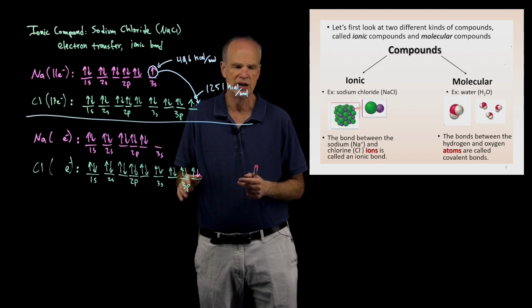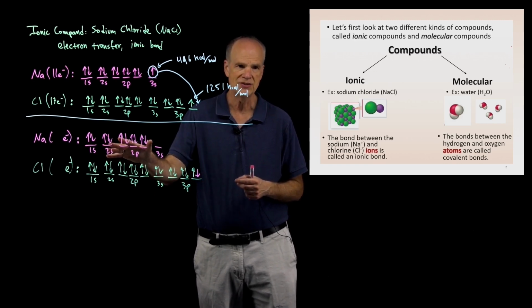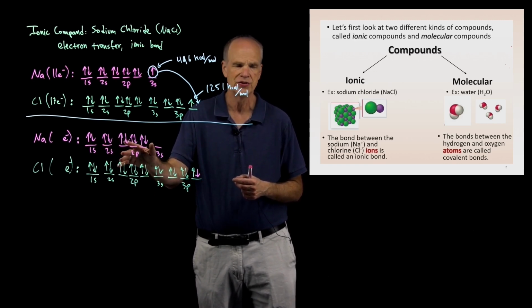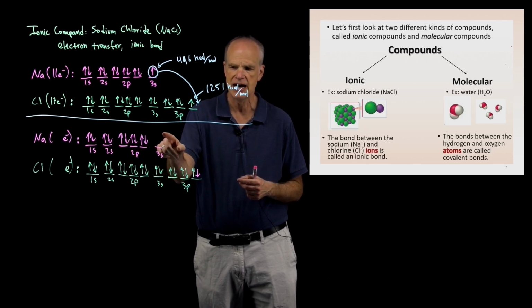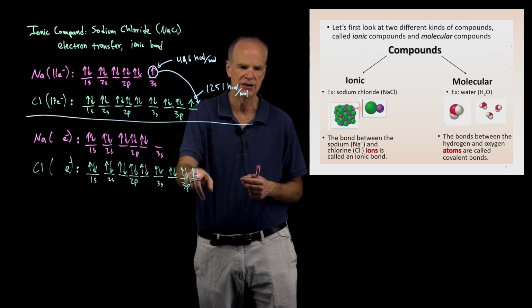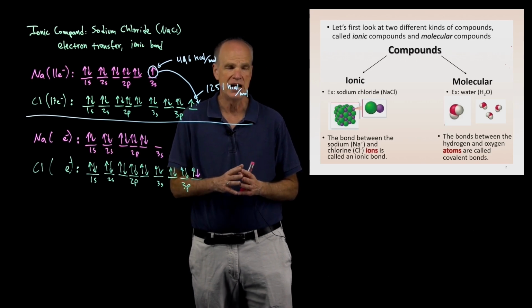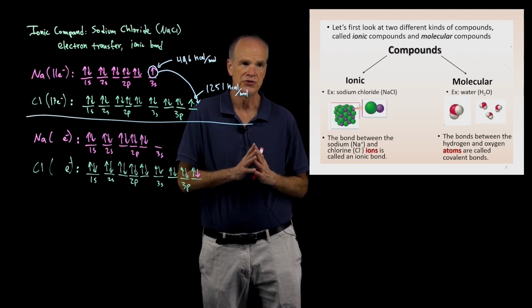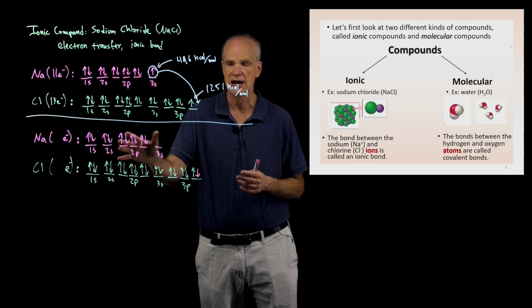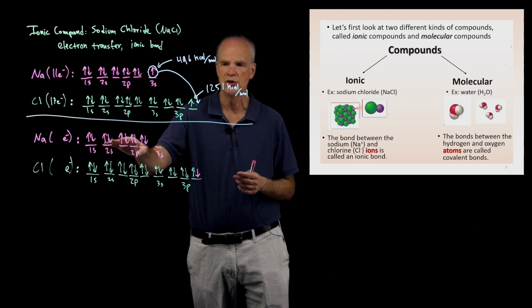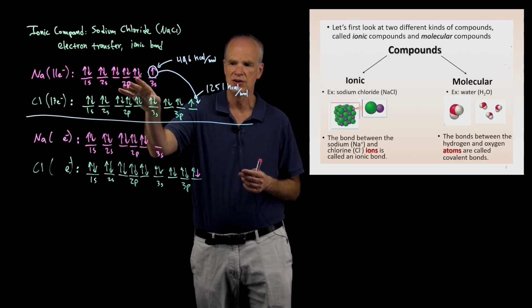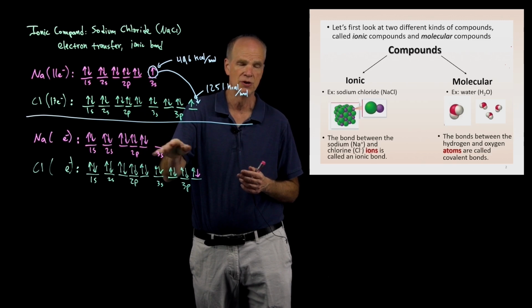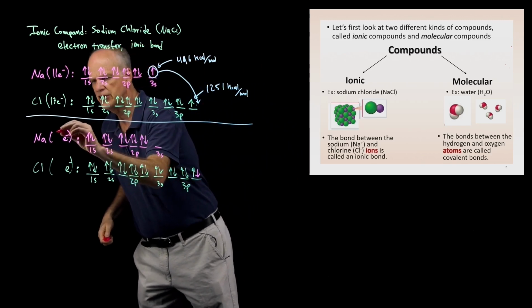Okay, so now I've drawn out the correct electron configurations of these atoms after an electron leaves sodium, and that sodium's electron is now with chlorine. Now I want to count how many electrons we have in each of these atoms. With sodium, we start out with 11 electrons, and now you can see we're missing one. We are now down to 10 electrons.